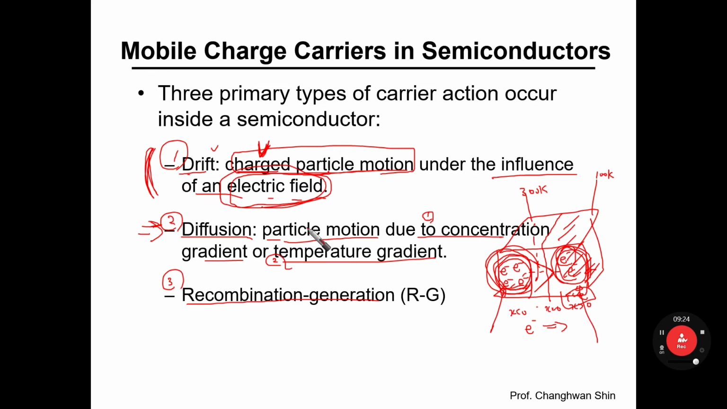But it has nothing to do with electric field or any voltage difference for a given silicon sample. So diffusion has nothing to do with electric field. However, drift has very much to do with the electric field. So hopefully you have some basic concept and intuition of the major difference between drift and diffusion. And the third one is recombination generation.